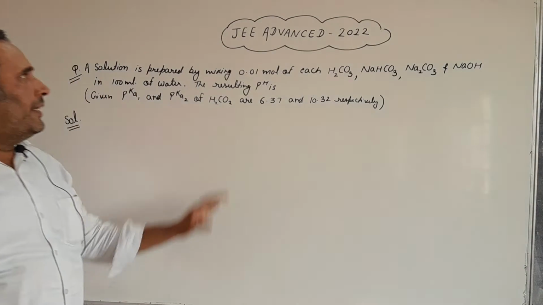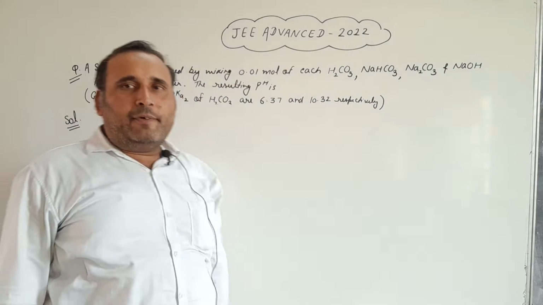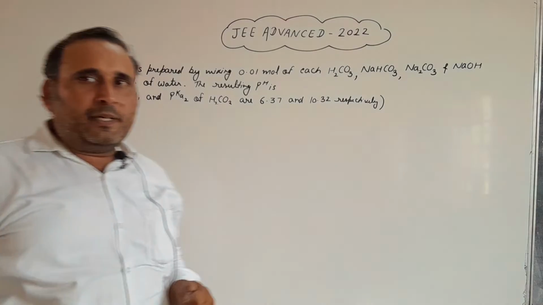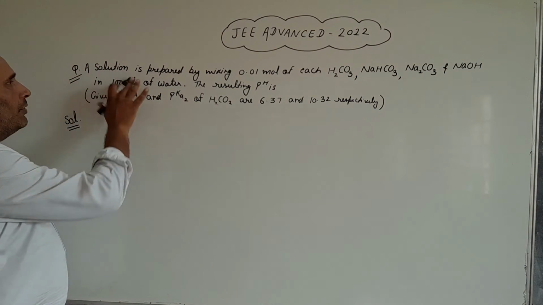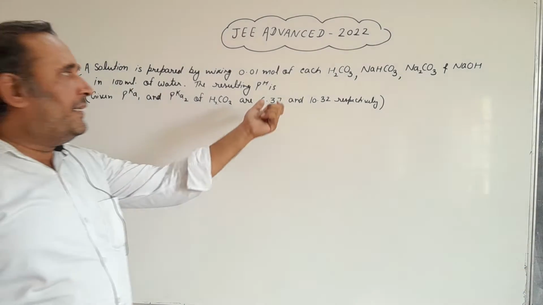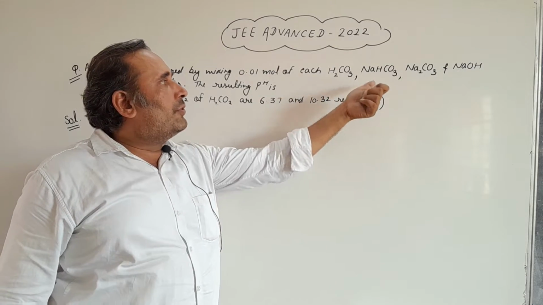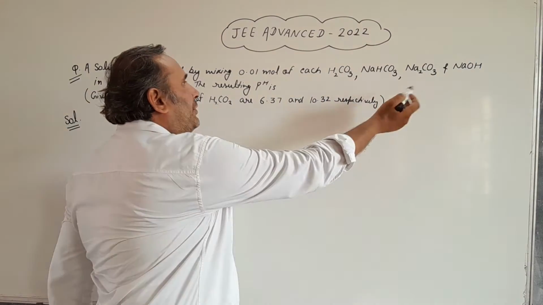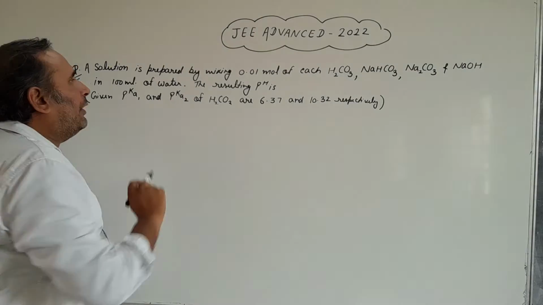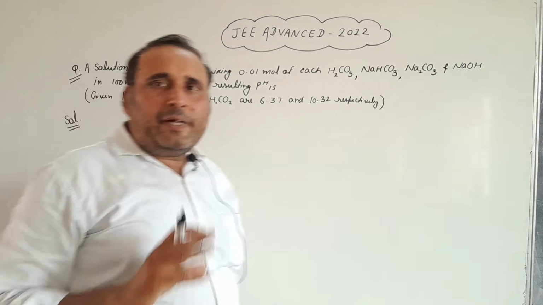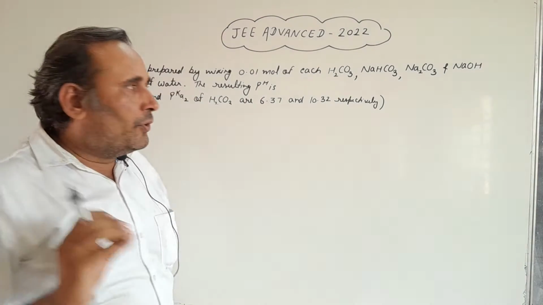Hello students, today we are solving the JEE Advanced 2022 question paper. The question is, a solution is prepared by mixing 0.01 mole of each of H2CO3, NaHCO3, Na2CO3 and NaOH in 100 ml of water, and we have to find out the pH of solution.